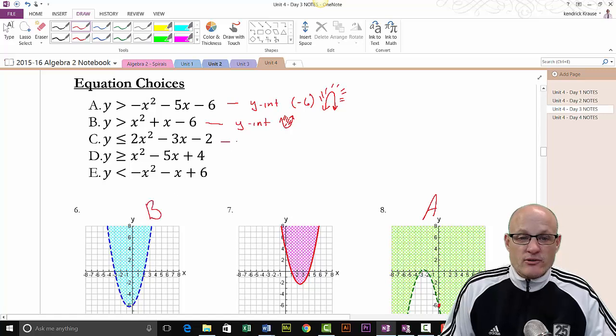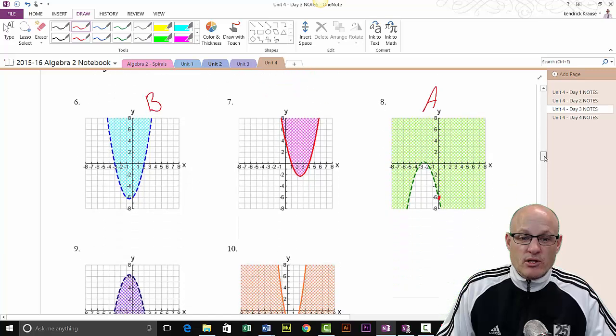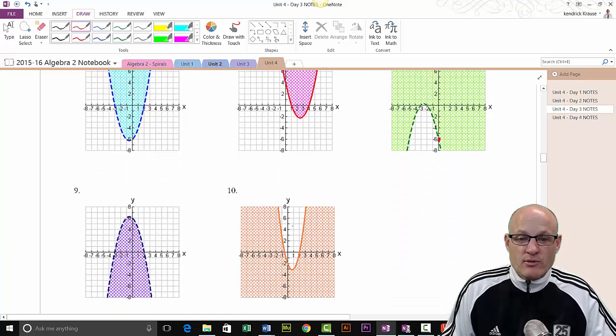This one here has a y-intercept of -2. It's shading up, but it's steeper because it's got a 2. Shaded up. And it's less than, so we're going to be shading below it. So we're looking for a skinny parabola that goes through -2, where we're shading below. And this is our skinny parabola. It goes through -2, and we're shading below. This is C.